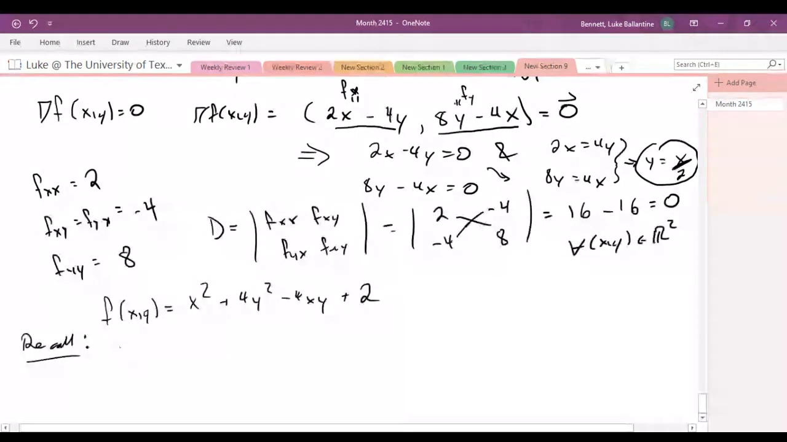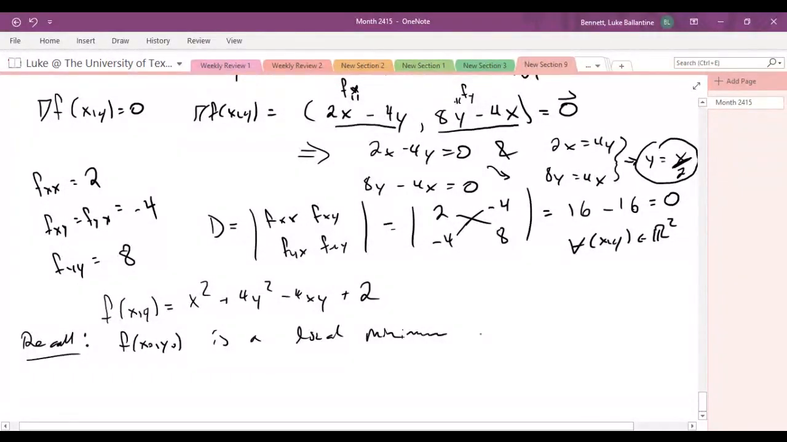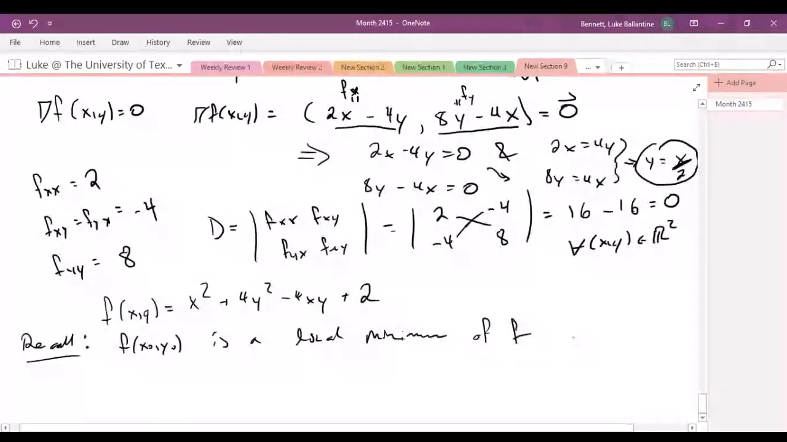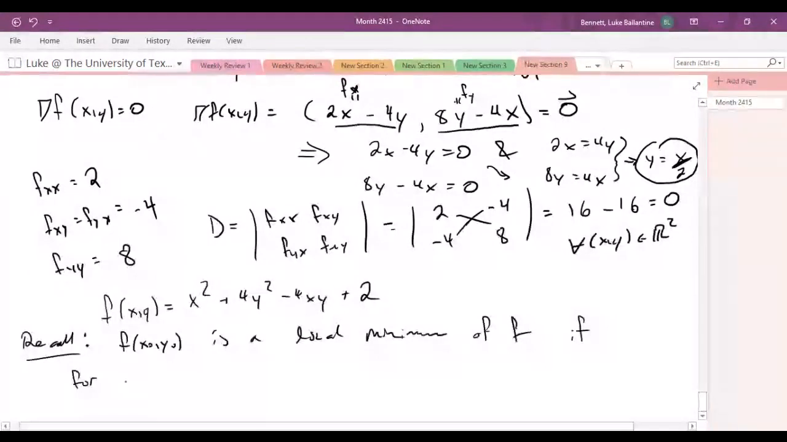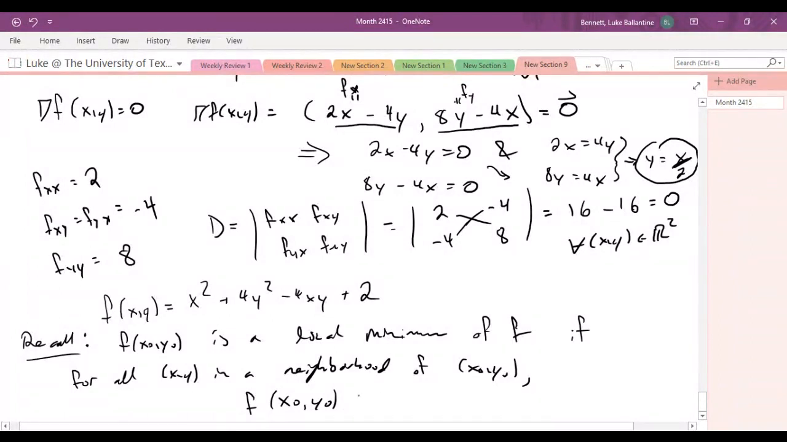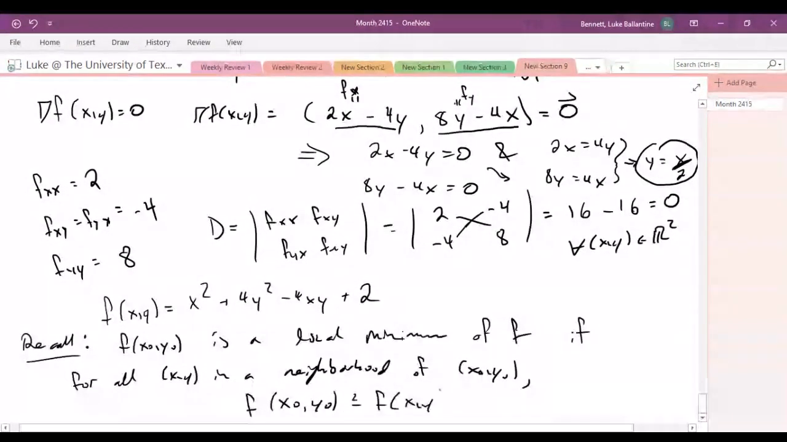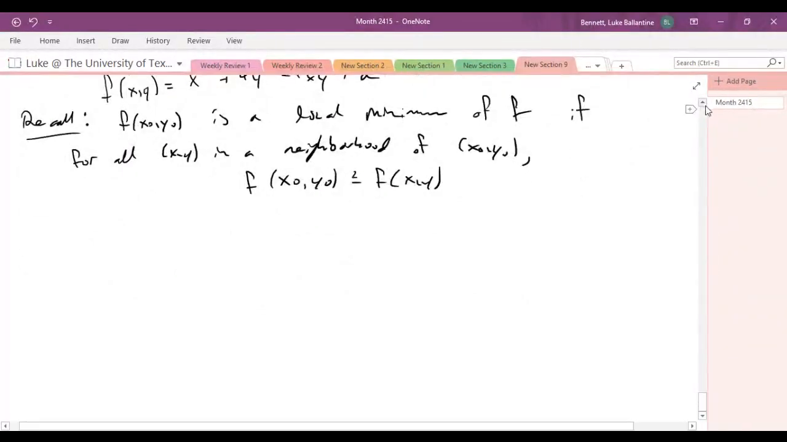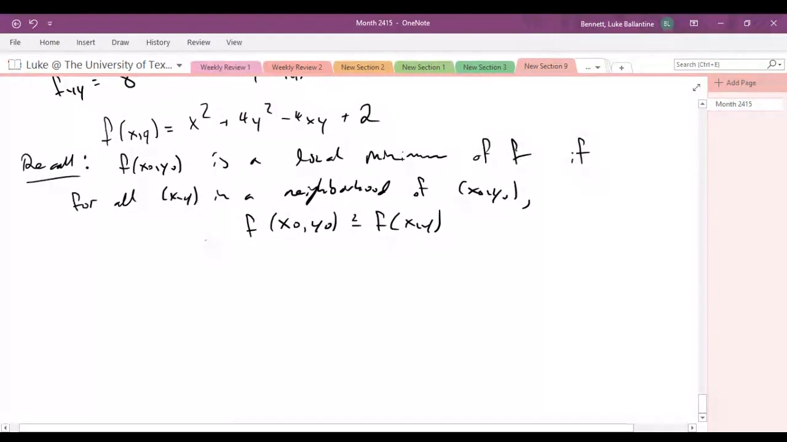So let's say f(x₀,y₀) is a local minimum of f if, for all (x,y) in a neighborhood of (x₀,y₀), we have the following inequality: f(x₀,y₀), the minimum, is less than or equal to f(x,y) in a neighborhood. Okay, so we're going to show this.